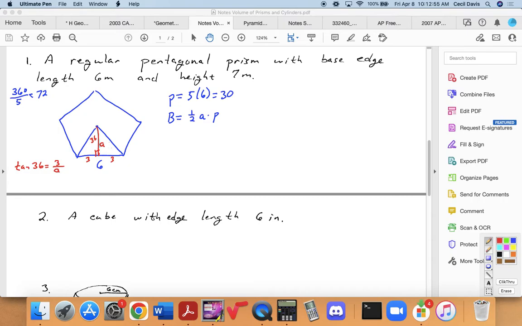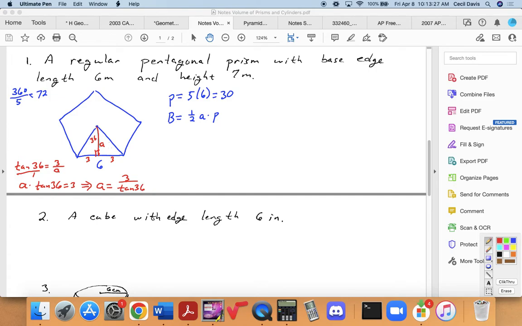This is the one that requires a little bit more work to solve. Most of the ones we've been doing lately, the variable has been on top of the fraction instead of on bottom. So here, we'll just put this over 1 and we'll cross multiply. It'll be a times the tangent of 36 is equal to 3. Divide both sides by the tangent of 36 and we get a is equal to 3 over the tangent of 36.